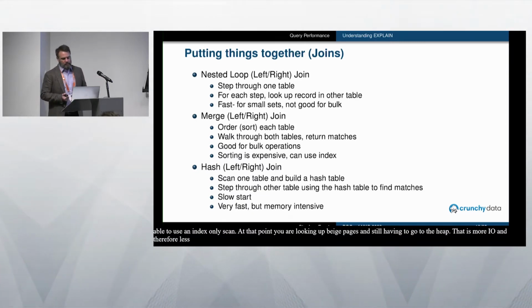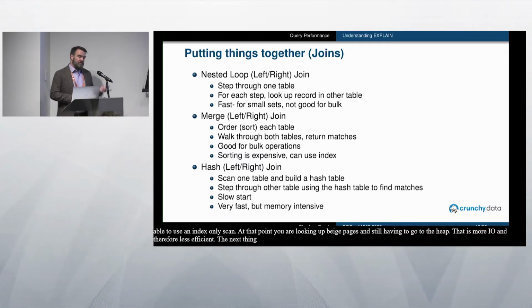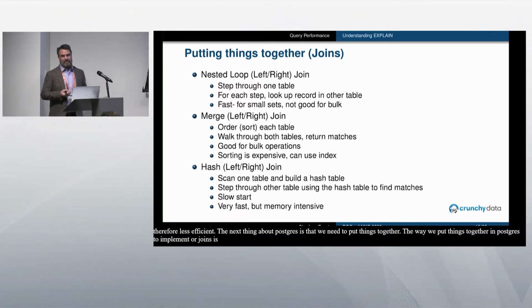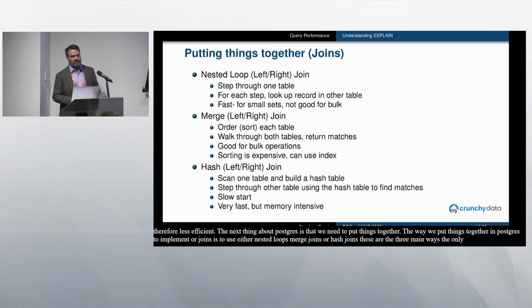The next thing about Postgres is that we need to put things together. The way that we put things together in Postgres to implement our joins is to use either nested loops, merge joins, or hash joins. Right? These are the three main ways, really the only three ways, that Postgres implements joins.